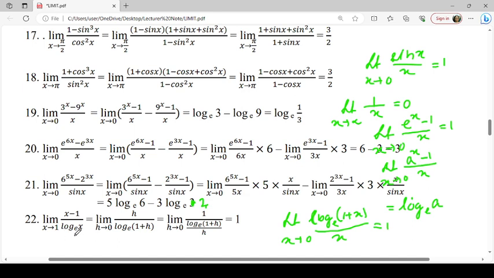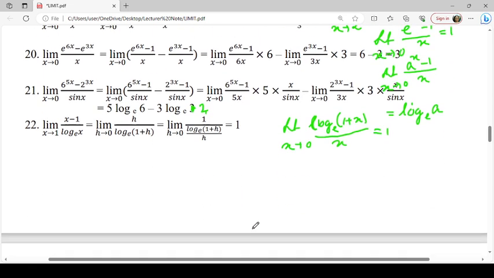So this is also the same. X tends to 1 here. X tends to 1 means we write 1 plus h, where h tends to 0, so that we can apply this formula. So it is log of 1 plus h, so x minus 1 is h now. So log of 1 plus h by h, base is e here. So this limit we know it is 1. So 1 by 1 is 1.